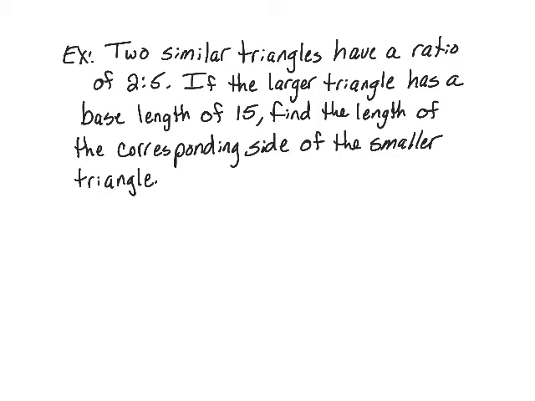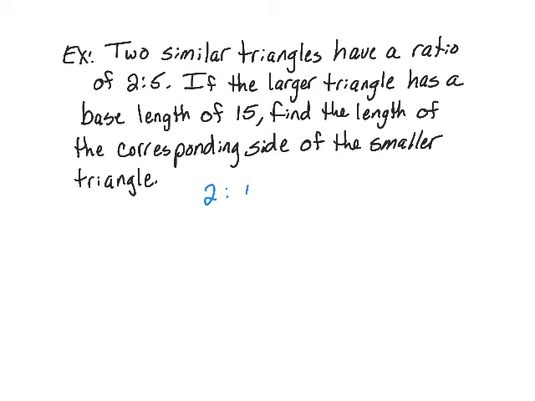So sometimes we have ratios in a problem, and the problem here is actually much smaller than what it takes to write it out. Two similar triangles have a ratio of 2 to 5, so this can be the scale factor when you get there. If the larger triangle has a base length of 15, find the length of the corresponding side of the smaller triangle. So I don't have any lengths of the smaller triangle, but I have a scale factor between them.